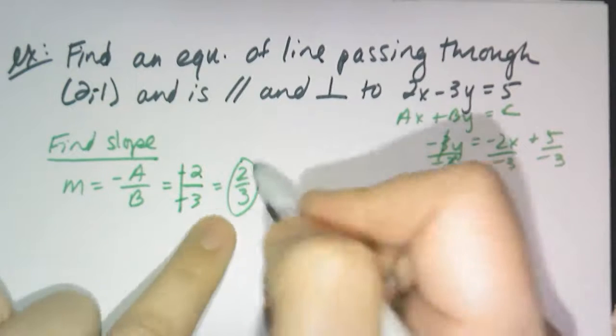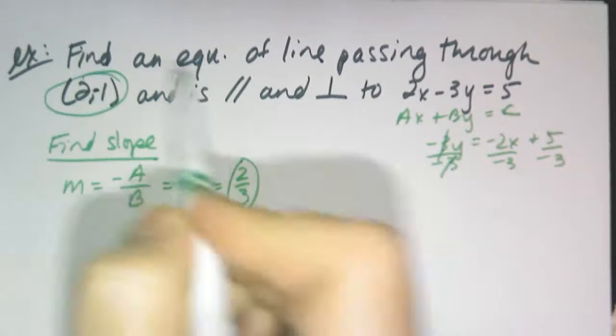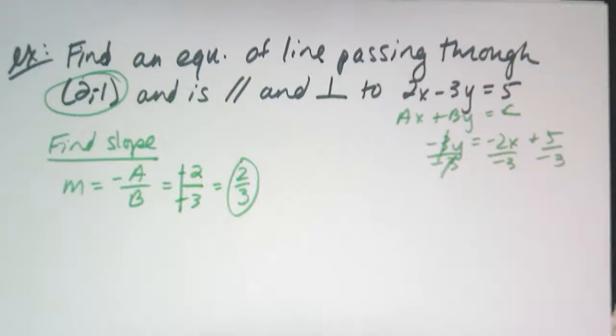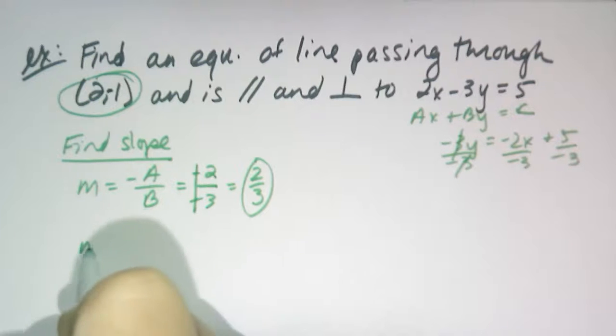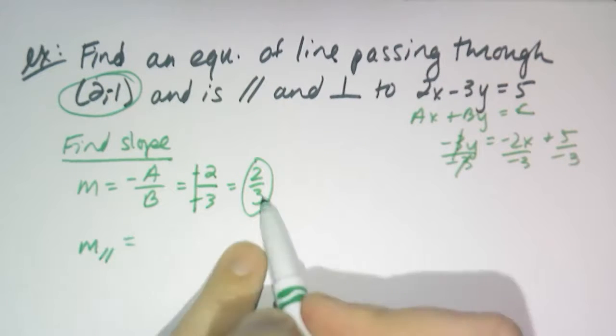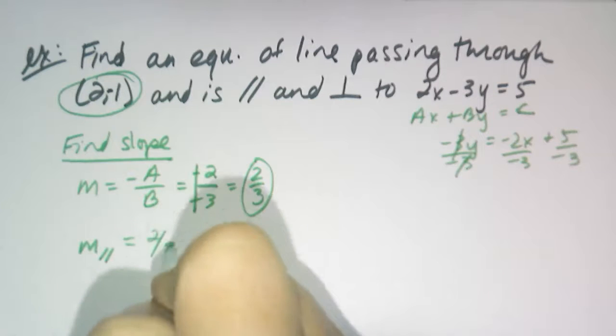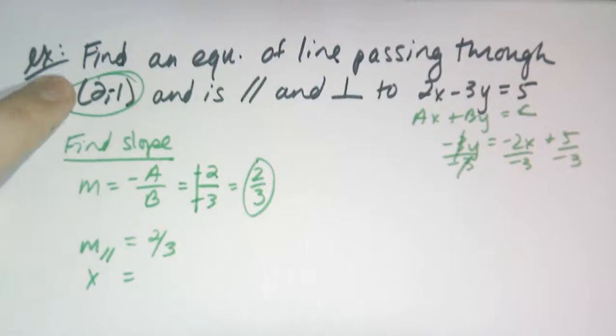All right, so now I have my slope, and here's my point. But the problem is I need to find a parallel, and I'm going to find a perpendicular. I'm going to start with parallel because it's the easiest one. So I want to use a parallel slope to 2/3. What's the parallel slope to 2/3? 2/3.